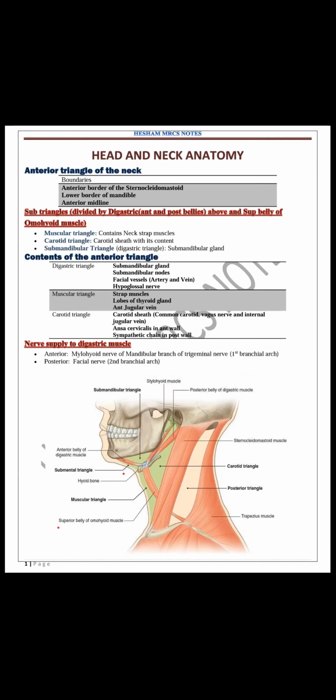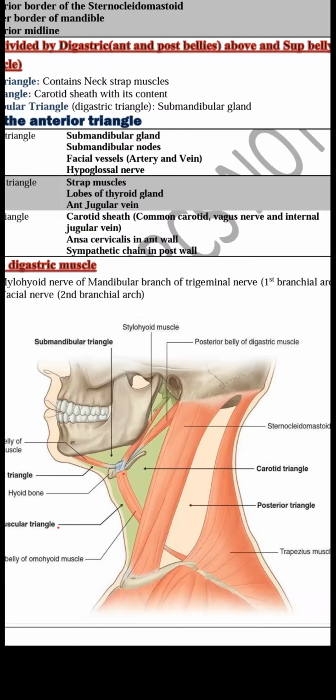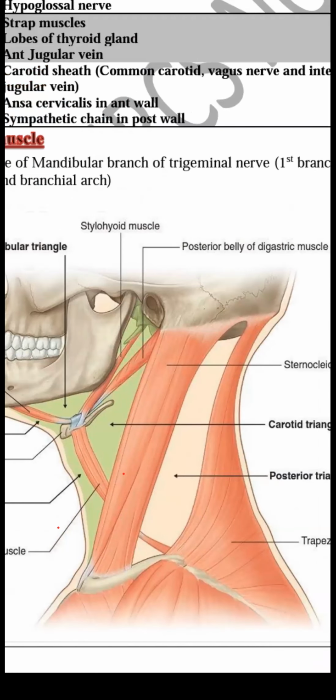Then let's go for posterior triangles. This posterior triangle, its boundaries: anterior boundary is the sternocleidomastoid, posterior you have a muscle which has the same innervation of this sternocleidomastoid. This muscle is called trapezius muscle.